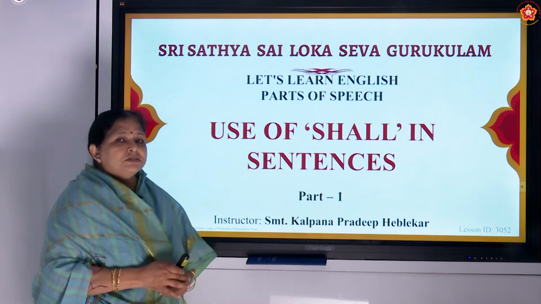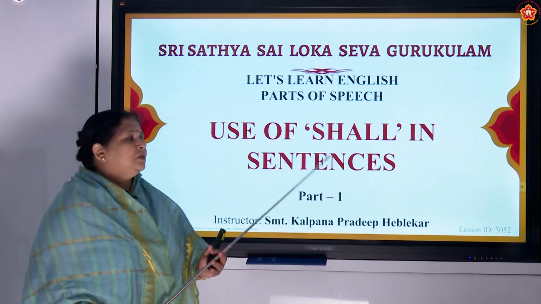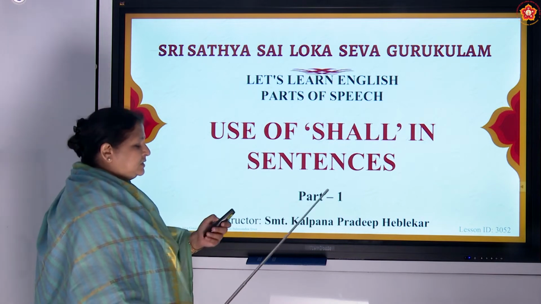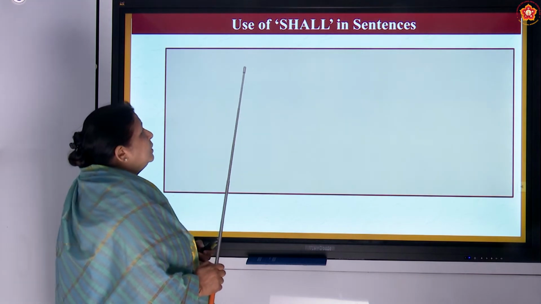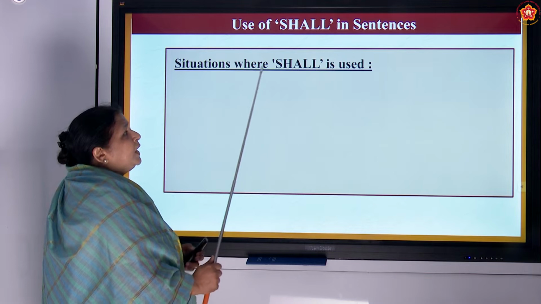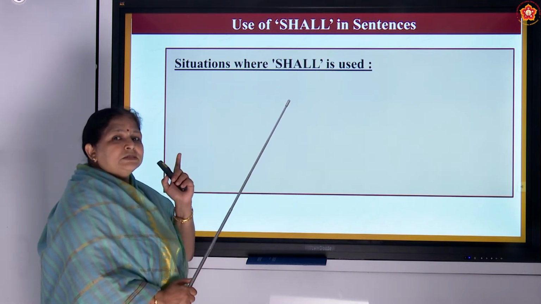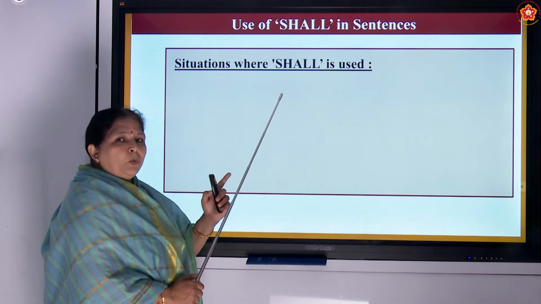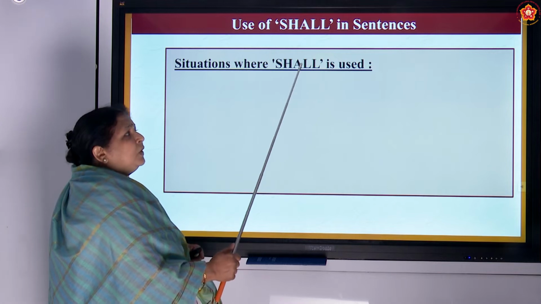So today we are going to see the use of shall in sentences. All this time we saw the use of will. Now we will see the use of shall in sentences. This is part 1 of the lesson. Use of shall in sentences. Situations where shall is used. We did the 6 situations where will is used. Now we will see the situations where shall is used.